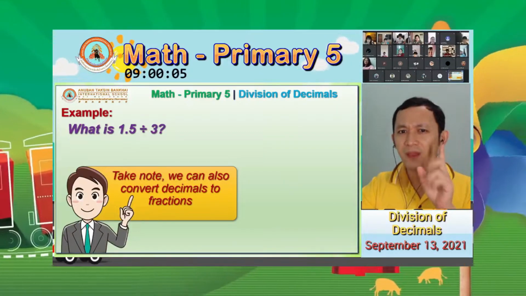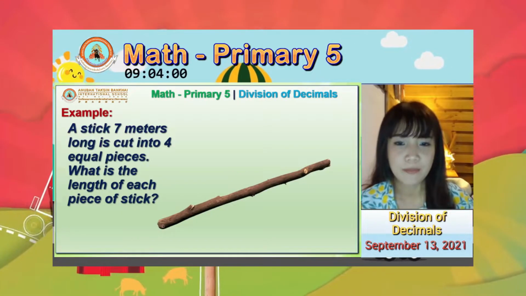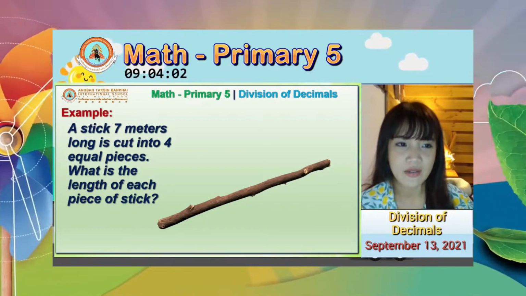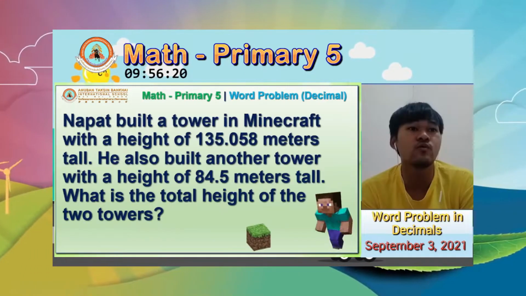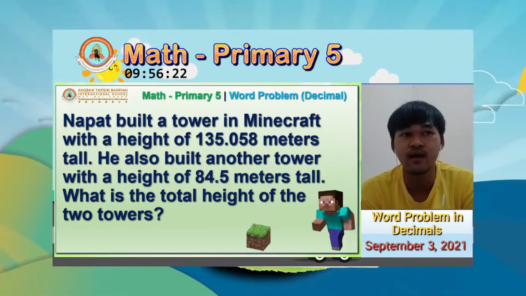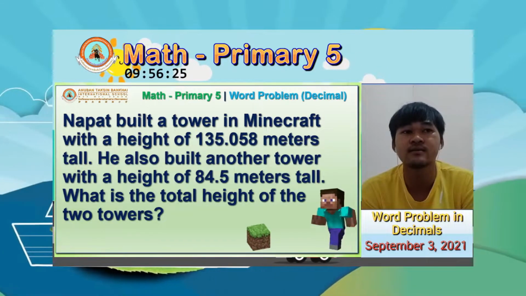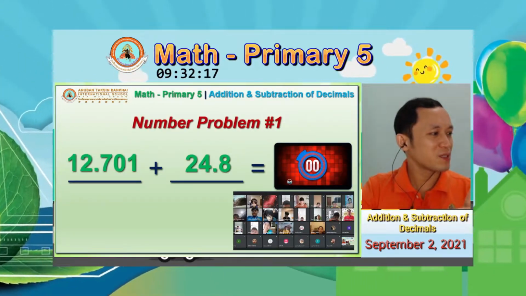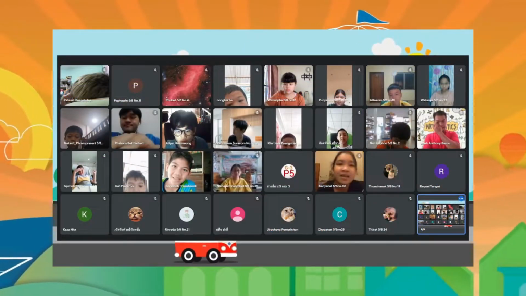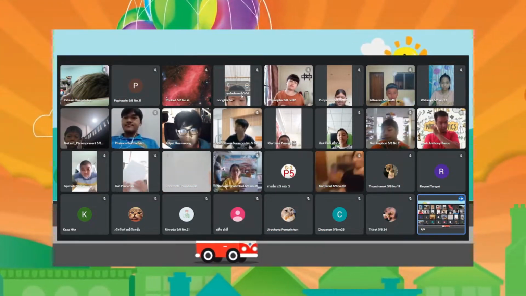Can you still remember method number 1 in multiplication? The wooden log is 7 meters long, and we need to cut it into 4 equal parts. Let me see your answers. Everybody show your answers.